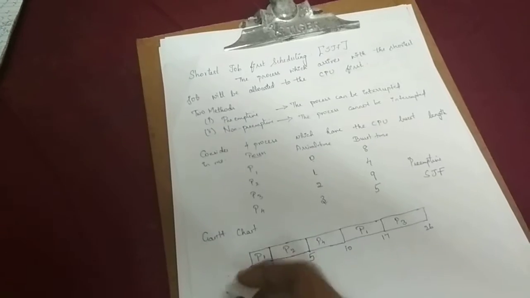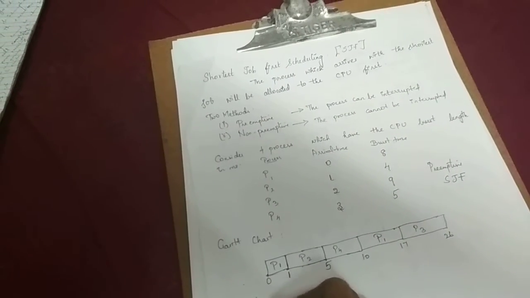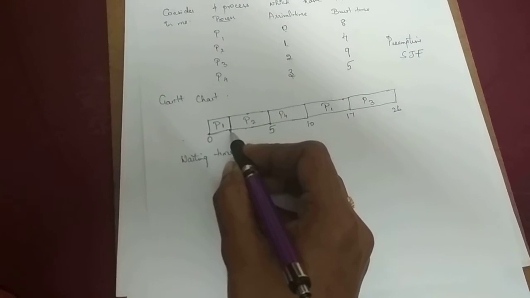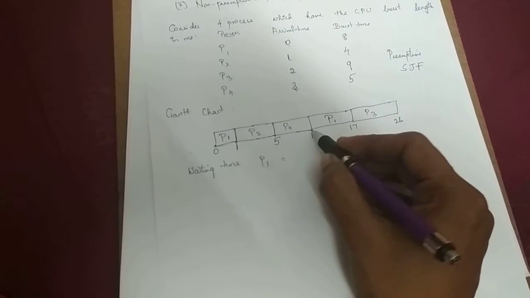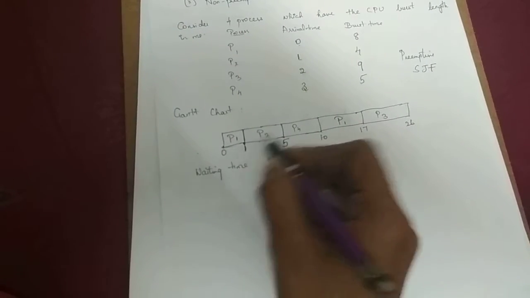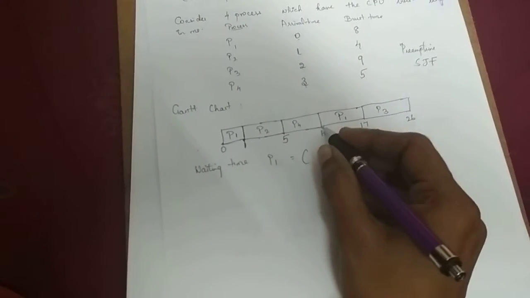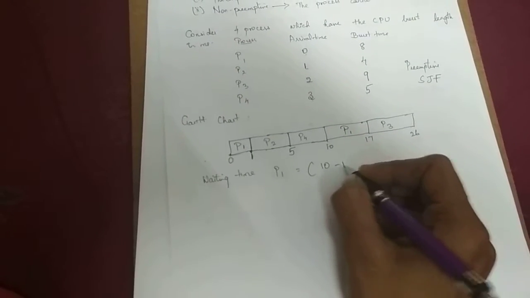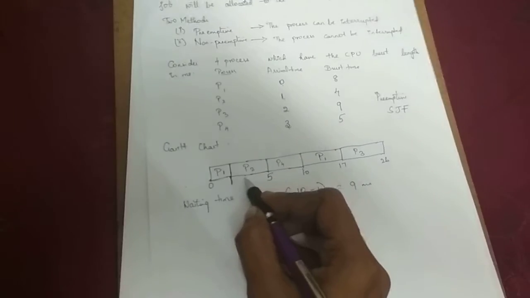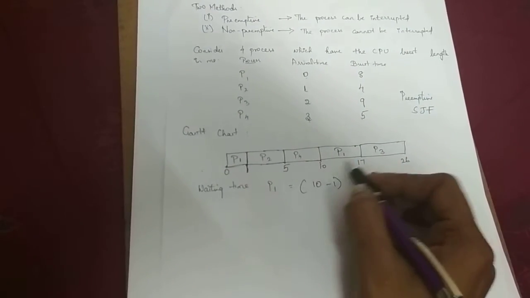We have to calculate the waiting time. The waiting time of process P1: it started its execution at 0, but then it has to wait up to 10 seconds. Up to this point it doesn't wait. From the first second it started to wait, and it waited till 10. So 10 minus 1, which is equal to 9 milliseconds.